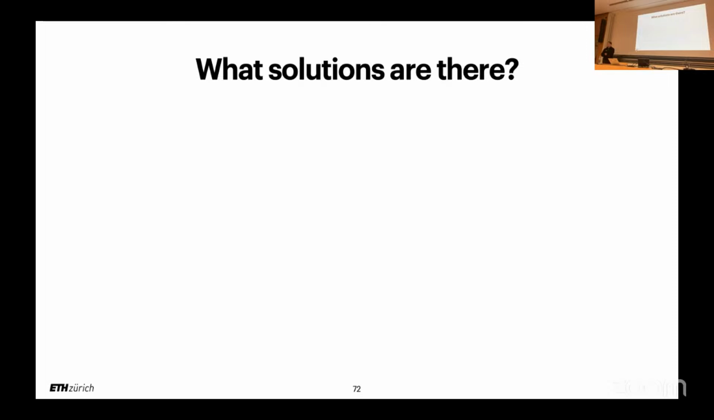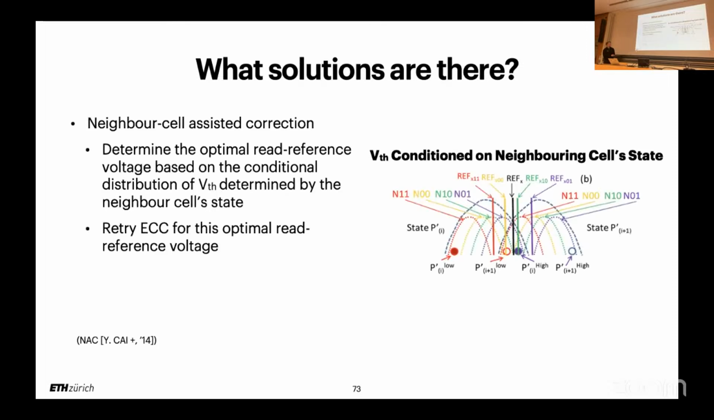If there are no other thoughts, then the first proposal is actually neighbor-assisted cell correction, which is proposed for planar NAND, which, if you remember, Reac was kind of the optimization of that for 3D NAND, but NAC is still quite commonly used. This is basically where we condition the threshold voltage distribution based on the state of the neighboring cell. Here you can see that the red distribution is if this neighboring cell was in the 1-1 state. And then you can see that the optimal read reference voltage changes accordingly.